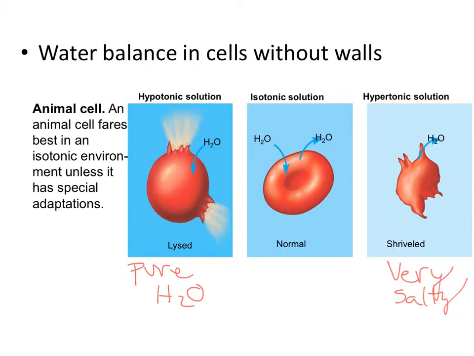So basically, whenever you're looking at a tonicity scenario, the water is going to move to wherever there's more solute. Okay, so if there's more solute inside the cell, it goes in. If there's more solute outside the cell, it goes out. It's just trying to dilute the solute, basically.